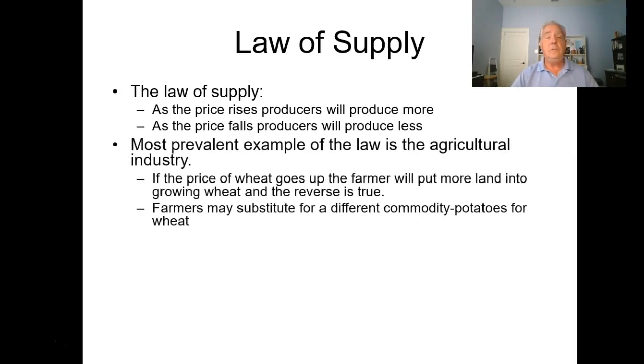Now, the most prevalent example is agriculture. You plant the wheat from seeds. The farmer sees the price of wheat going down. He may substitute wheat for potatoes in his field. One of the things farmers do, and it's not easy to do the substitution necessarily, it all depends on where your farm is located, but what a lot of farmers do is they will sell contracts.